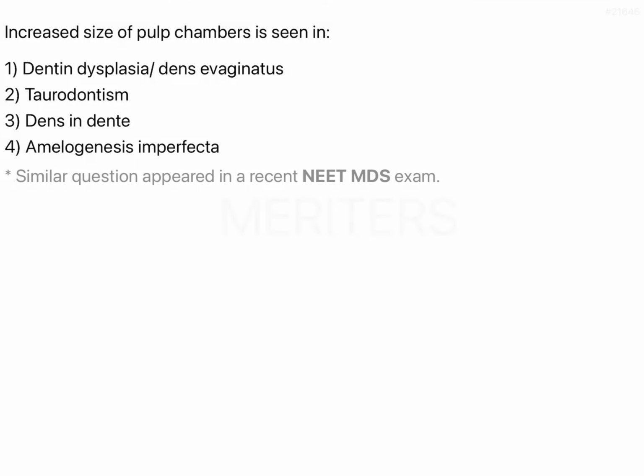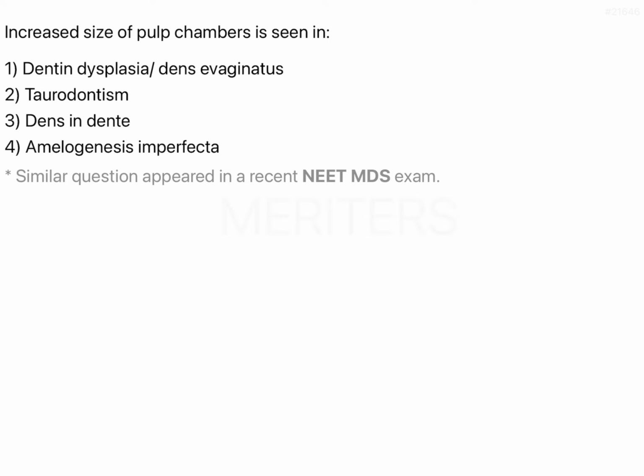Increased size of pulp chamber is seen in dentin dysplasia, dens invaginatus, taurodontism, dens in denti, amelogenesis imperfecta. Beautifully they've given the question, increased size of pulp chamber. Okay, dentin dysplasia or dens invaginatus, you will have an accentuated, that is extra lobule of enamel, or some reduced enamel will be there in dentin dysplasia or dens invaginatus. You will have an accentuated lingual pit or extra lobe.